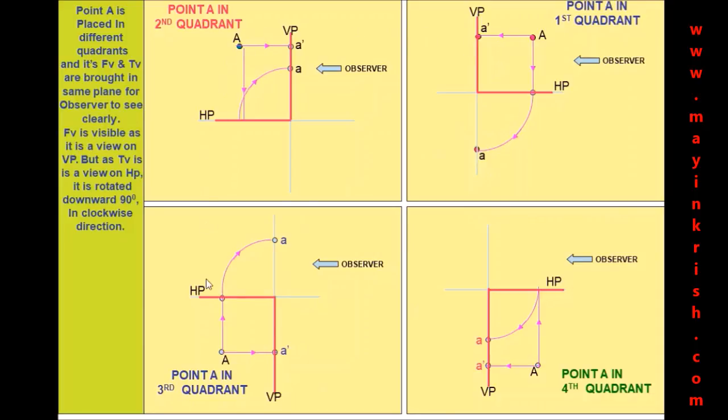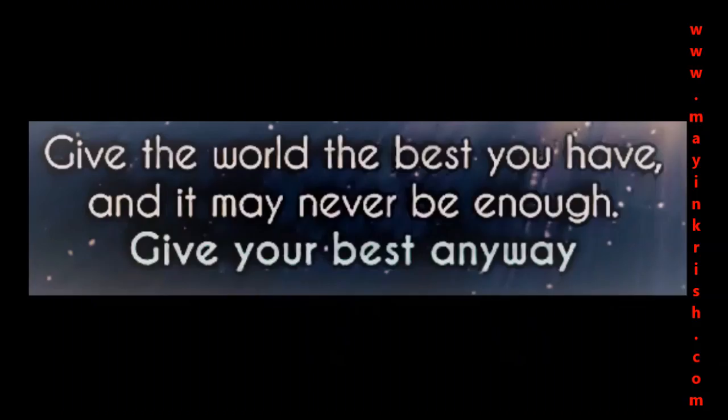Finally, the projection of points clearly says one thing. The front view has to be represented only on the vertical plane and the top view has to be represented only on the horizontal plane. Whatever the quadrant may be, first, second, third or fourth, it doesn't matter. The front view has to be projected on the vertical plane itself and the top view has to be projected on the horizontal plane itself. So this was the consideration stated in the projection of points. Thank you.